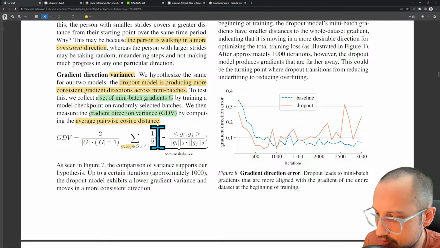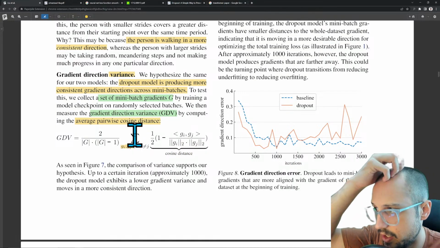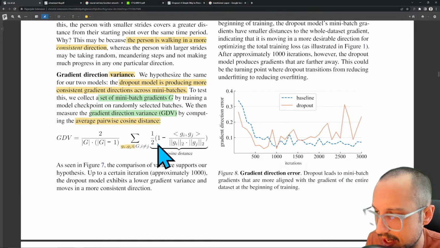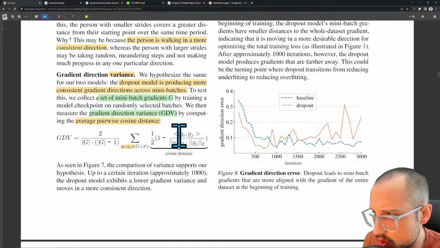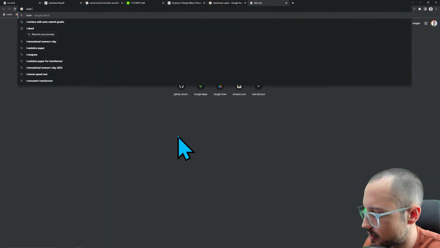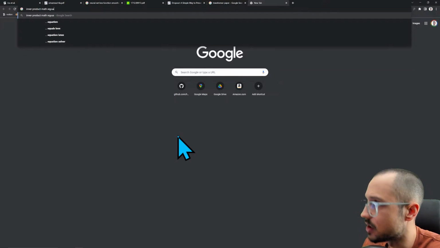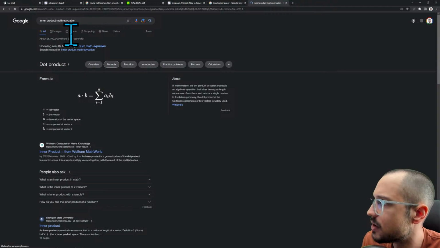So if you have 10 gradient vectors, you're not evaluating this cosine distance between the same gradient vector. You're only doing it for the pairs of vectors that are different, right? So you're summing over all of that. You're summing over the cosine distance, which is this equation here. It's the product of these two vectors here. I think that's the inner product notation.